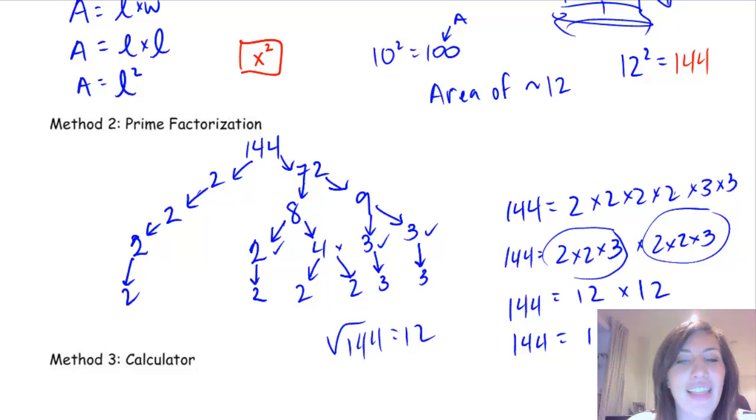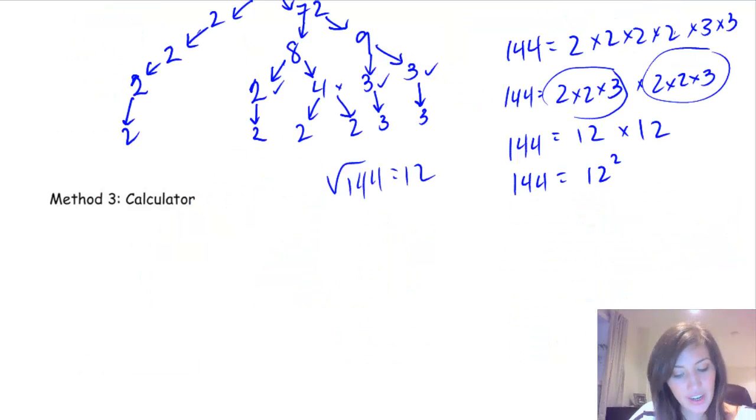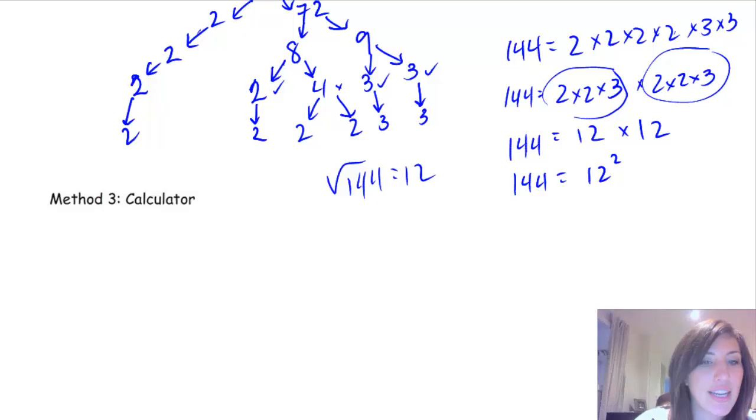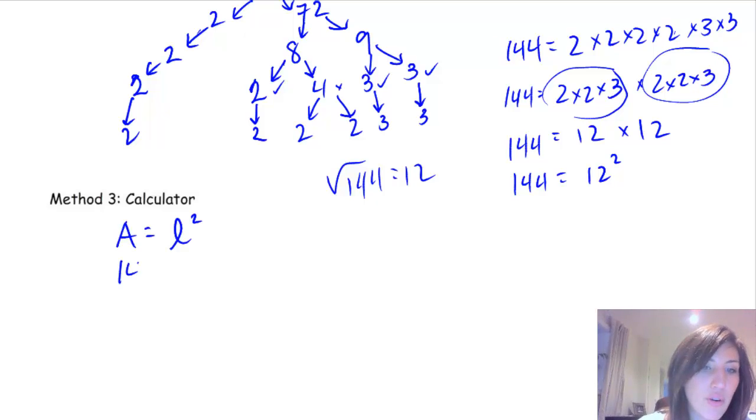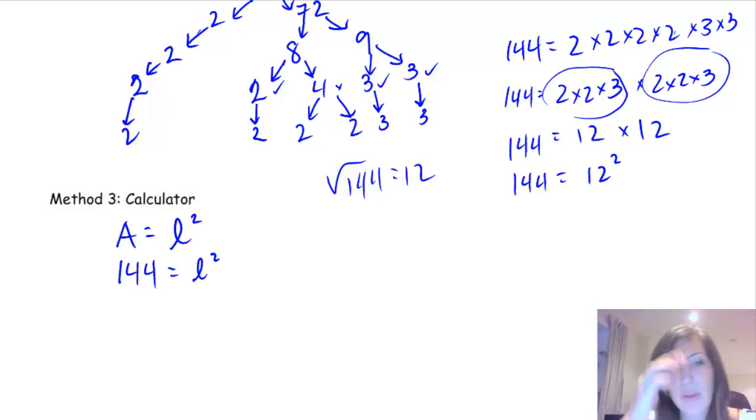All right, let's try our last example with the calculator. All you have to do is plug it in. So we know the area equals L squared. So if 144 equals L squared, then we want to figure out what just L is. We don't know what L is, that's the unknown.